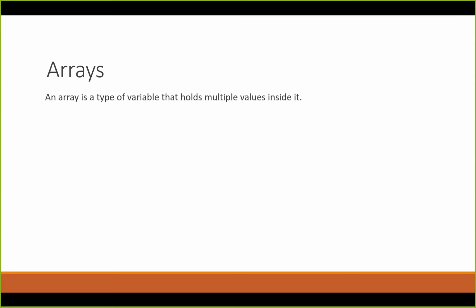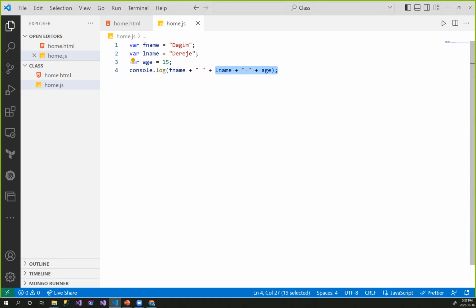Okay, so now we're going to learn about what arrays are. An array is a type of variable that can hold multiple values. So far, what we've been learning are variables that hold only one value. You see? Dagam is only one value, Daraja is only one value, the age is only one value.